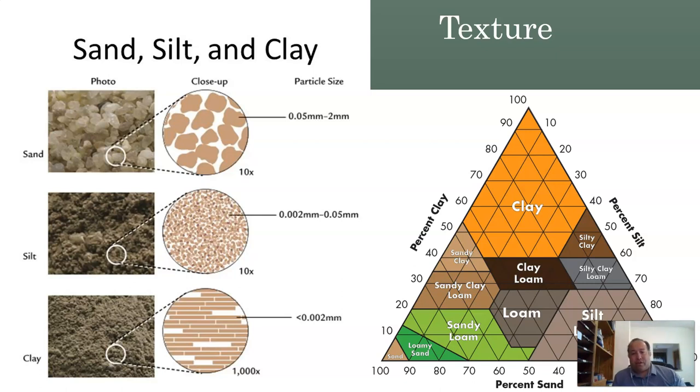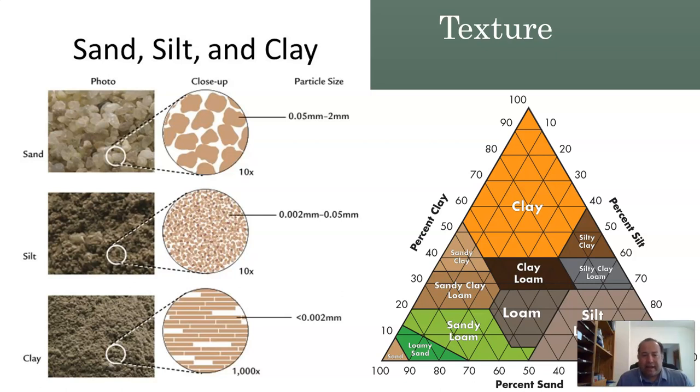So let's start with texture. There's three basic particles: sand, silt, and clay. Sand is the biggest one. Clay is the smallest one. Sand, just think of the beach or a playground sandbox, where we can see those particles, we can feel how rough those are. Silt is much harder for us to see, and clay we can't even see.